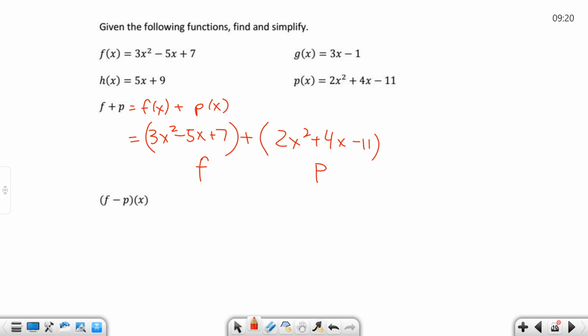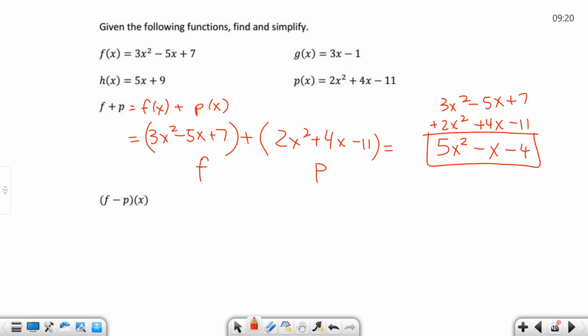Now, I'm a big fan, and I have a lot of students who do this and like this, of saying 3x squared minus 5x plus 7, and then 2x squared plus 4x minus 11. And what kind of 2x squared is that? Positive. The plus sign doesn't change it. So when you do this, 3x squared plus 2x squared is 5x squared. That's going to be minus x and then minus 4. And that is your final answer there. All right. Lining it up vertically is a good thing to do, but you don't have to.